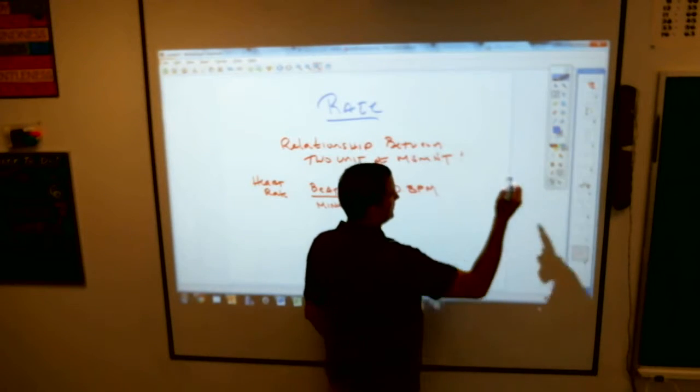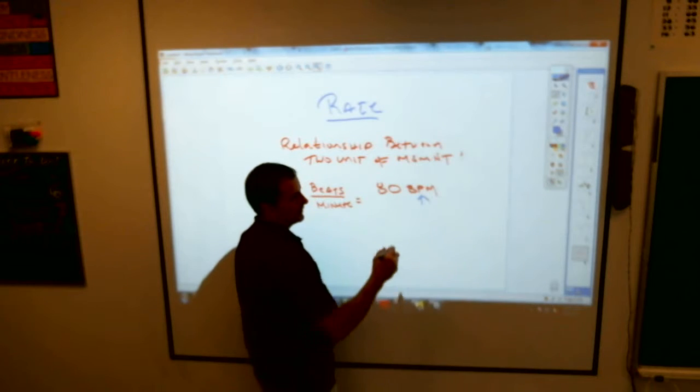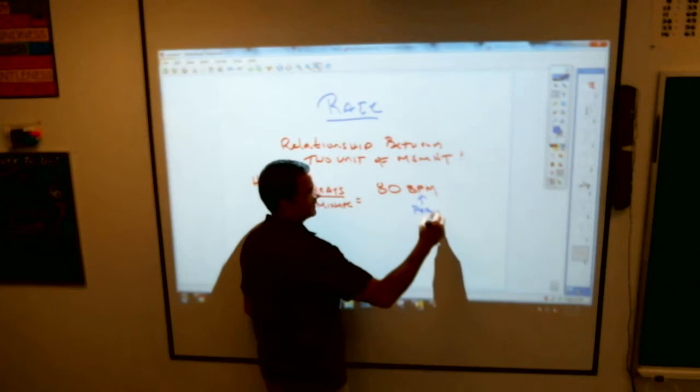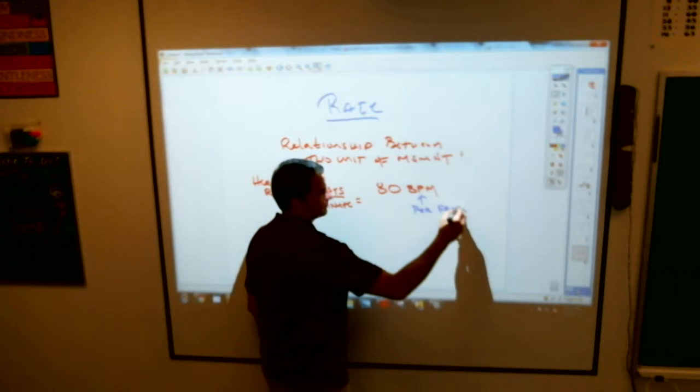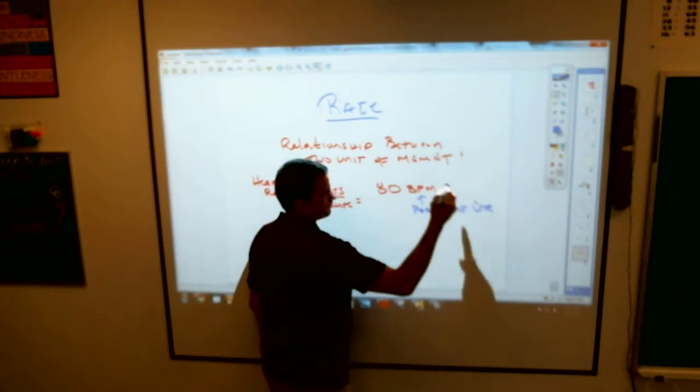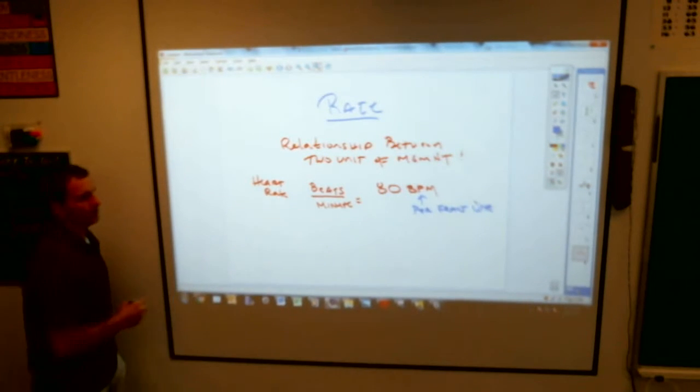Okay, it's something for you as 7th graders to understand. The word per, people, when you see that word per, is a fraction line. Per is a fraction line.